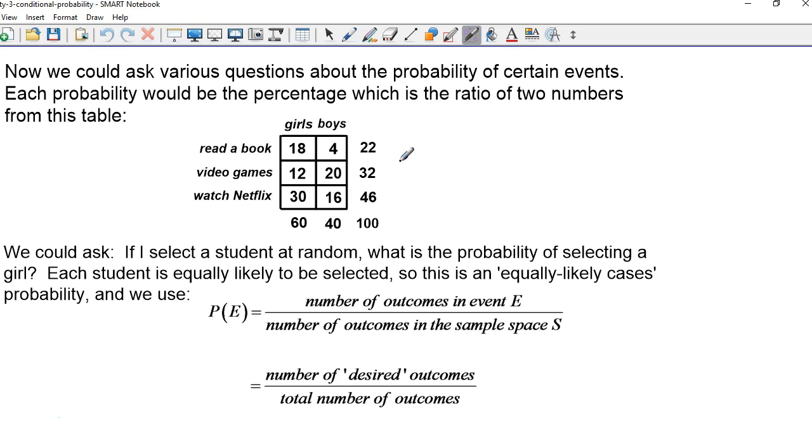So for example, I could say, if I select a student at random from this group, what's the probability of selecting a girl? Since each student is equally likely to be selected, this is an equally likely cases probability, and we would compute that by finding the number of outcomes in the sample space first and putting that in the denominator, and then going back and within that figuring out the number of outcomes in the event space, in this case the number of girls.